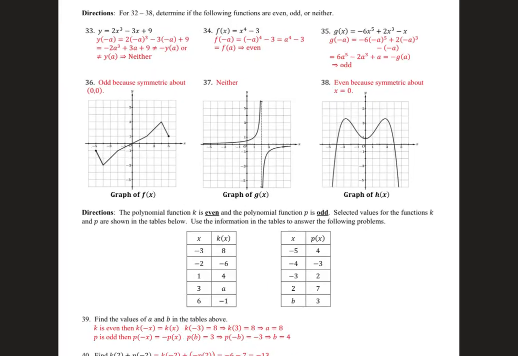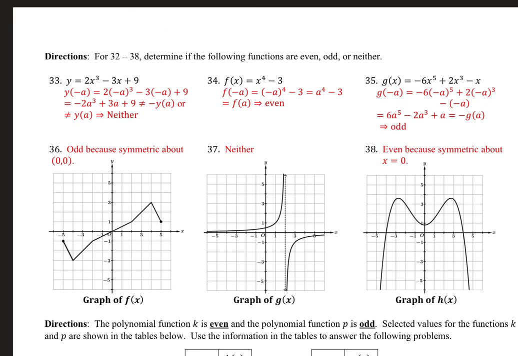All right, then last page, even, odd, neither. 33 was neither. 34 was even. 35 was odd, because we plugged in the negative variable. From the graph, 36 is odd, 37 is neither, and 38 is even.